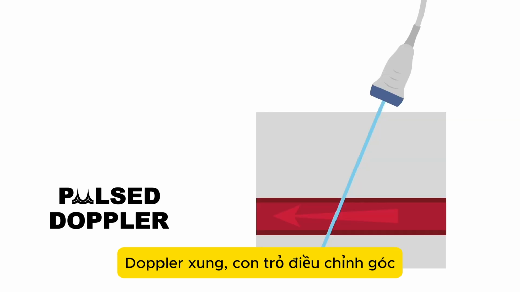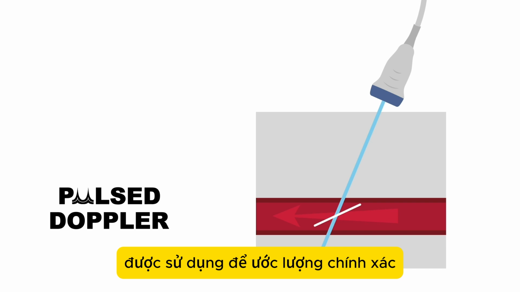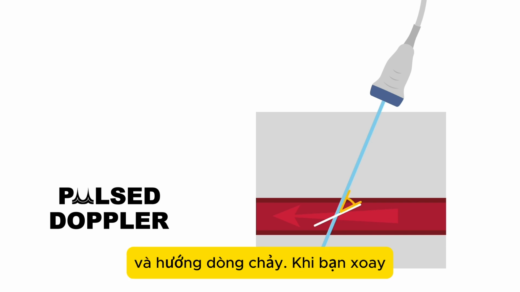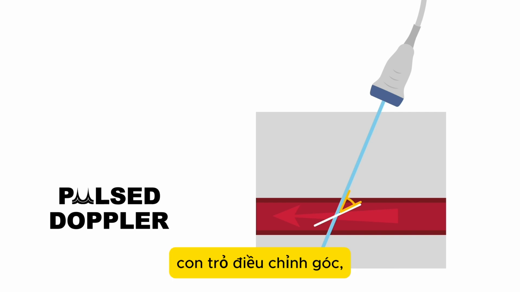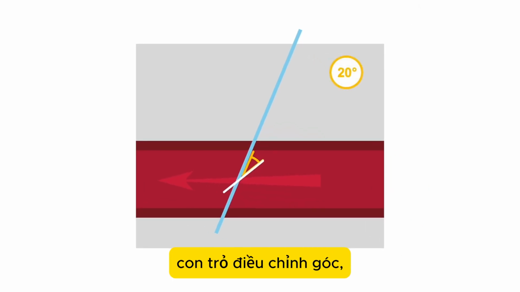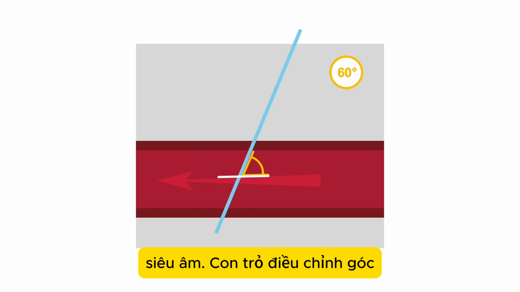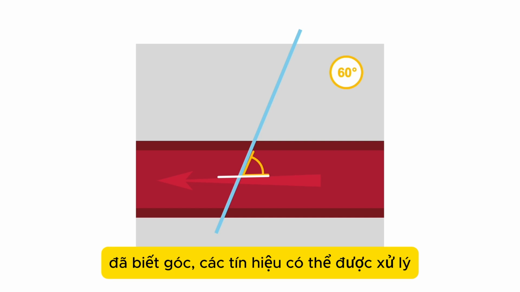To set up the pulse Doppler, the angle correction cursor is used to get an accurate estimate of the angle between the pulse Doppler beam and the direction of flow. As you rotate the angle correction cursor, the Doppler angle will be shown on the ultrasound screen. The angle correction cursor should be aligned to the direction of flow, as shown here.